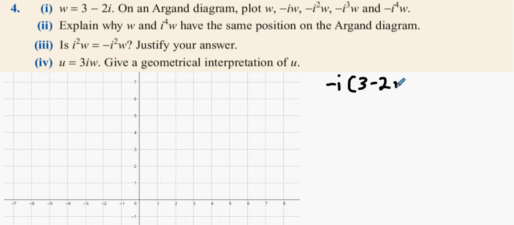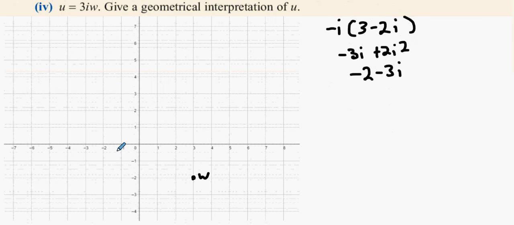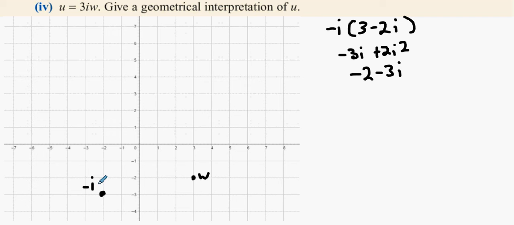And minus i times W is minus 3i plus 2i squared. And that's minus 2 minus 3i. So where's minus 2 minus 3i? Yeah, actually it went clockwise, didn't it? Minus 2 minus 3i. So minus iW is located here. So the first one was here, and the second one is here. That means it went 90 degrees clockwise.